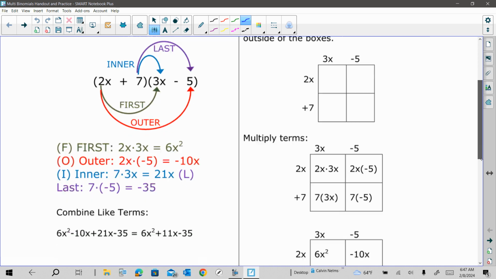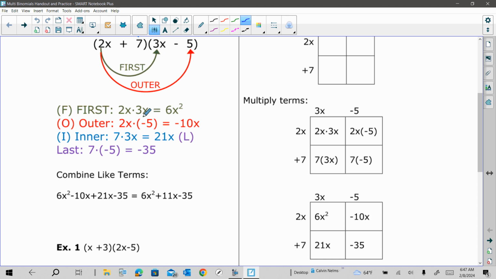So what they're showing here next is that they listed the products that they got for each step kind of horizontally here. And then I'm just going to underline this so you can see. They combined the like terms, which are these x's here. When I combine a negative 10x to 21x, that's going to leave me 11x. And this is the final answer. It's in standard form, starting with the highest exponent and decreasing until you get to the number.